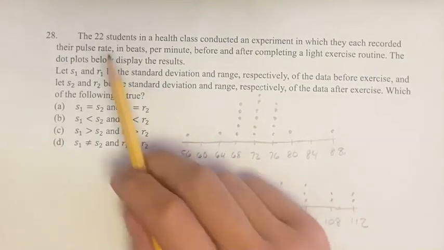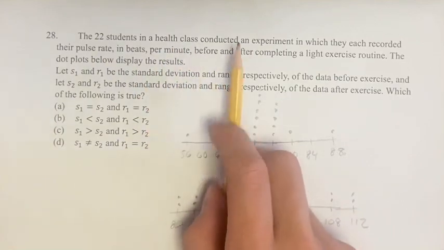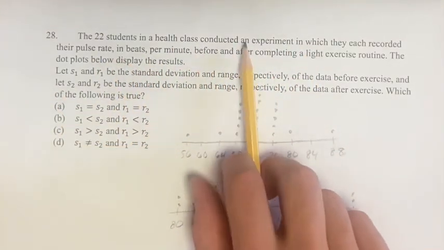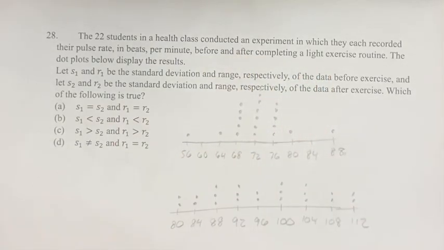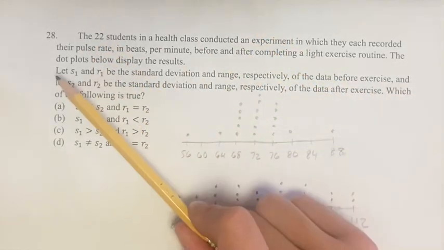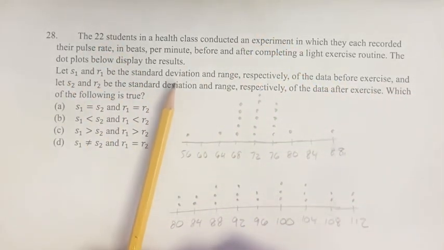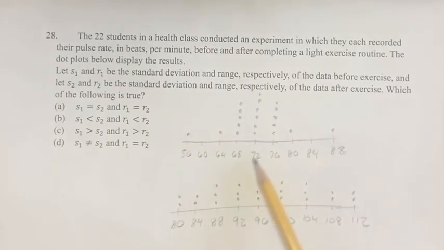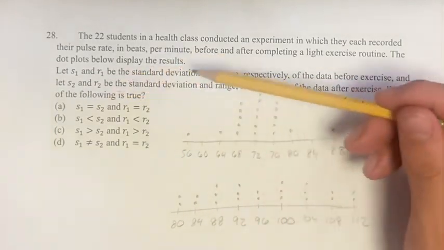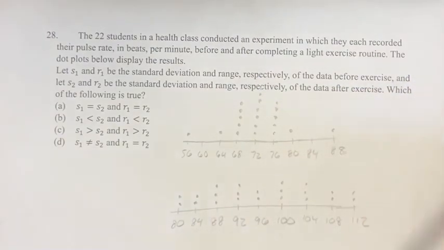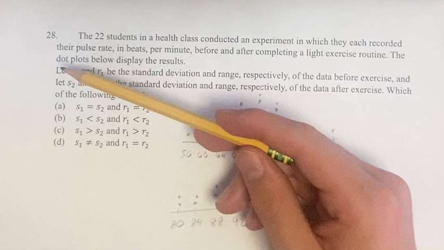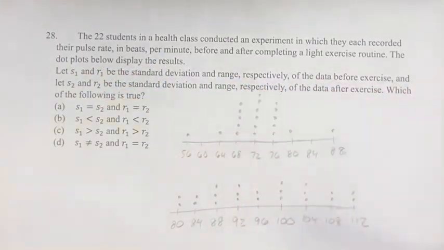In this problem, we're told that 22 students in a health class conducted an experiment in which they each recorded their pulse rate in beats per minute before and after completing a light exercise routine. And we have the plots below displaying the results. So we're saying let S1 and R1 be the standard deviation and range of the data before exercise, which we can find right here, and S2 and R2 be the standard deviation and range after exercise. We're asked which of the following was true, relating the standard deviation of one to the other and the range of one to the other.